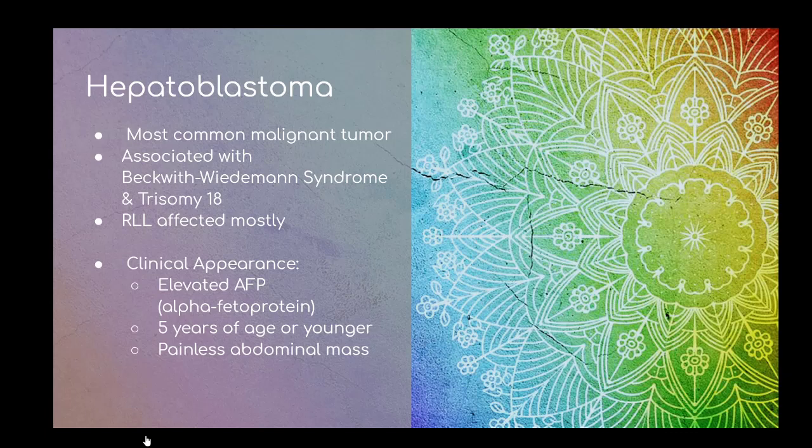So elevated AFPs, we're going to see these in children 5 years of age and younger. And usually it's painless, but it's a palpable abdominal mass. The child's abdominal girth is going to get larger. If you have children or have ever been to a well child visit with their pediatrician, they're always kind of poking around on the tummy. They're feeling around for anything abnormal like a palpable mass.